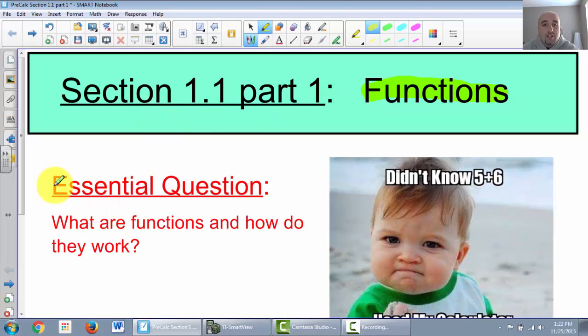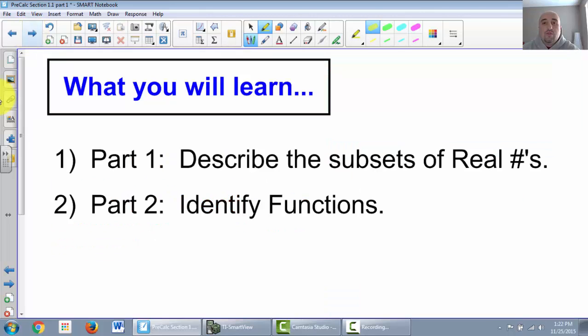And the essential question of what we're going to learn in this section: what are functions and how do they work? Okay, pretty short and easy question, but at the end, hopefully that's what we understand. All right, so what are we going to learn?